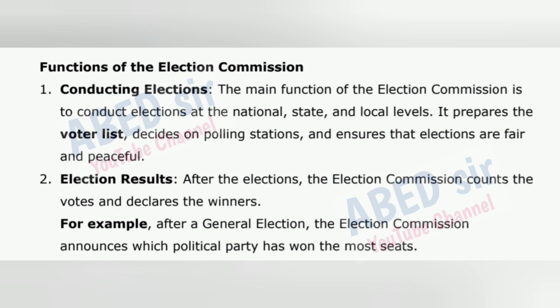2. Election results. After the elections, the Election Commission counts the votes and declares the winners. For example, after a general election, the Election Commission announces which political party has won the most seats.